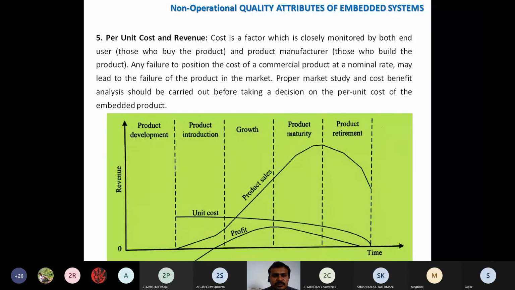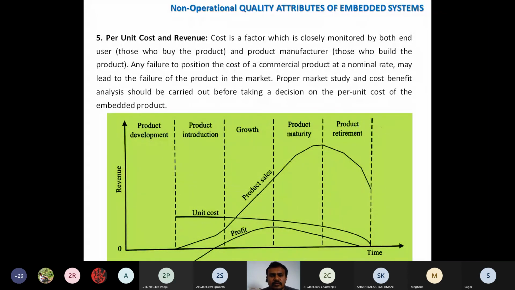That period is nothing but product development. When the product is being developed in the industry, there is no revenue from that. We can't earn from that product because it is still in development. We can't put the unit cost at that time, or analyze how much this embedded system will cost in the market. We can't take any decision during product development. After the development, once we put that one in the market, then we go for the product introduction.